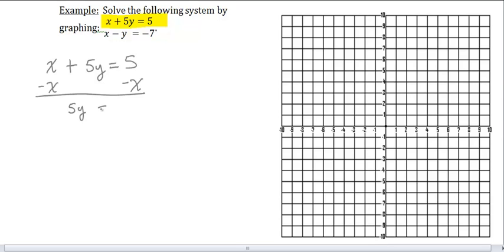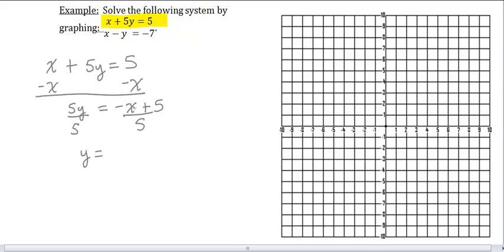I'll be left with 5y equals. And just so I get it into y equals mx plus b form, I'm going to write the x first. So instead of writing 5 minus x, which is fine, I'm going to write negative x plus 5. Then I can divide both sides by 5, and I'll get y equals. Now, when I divide those things by 5, I can separate, since 5 is my only denominator.